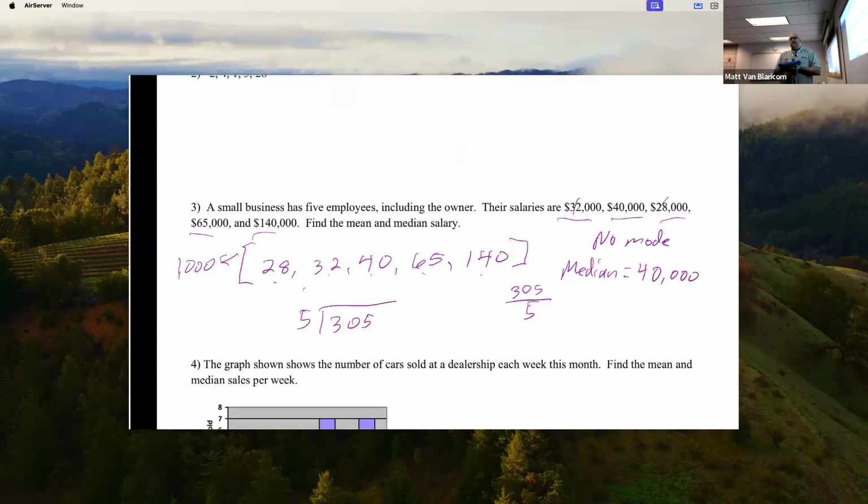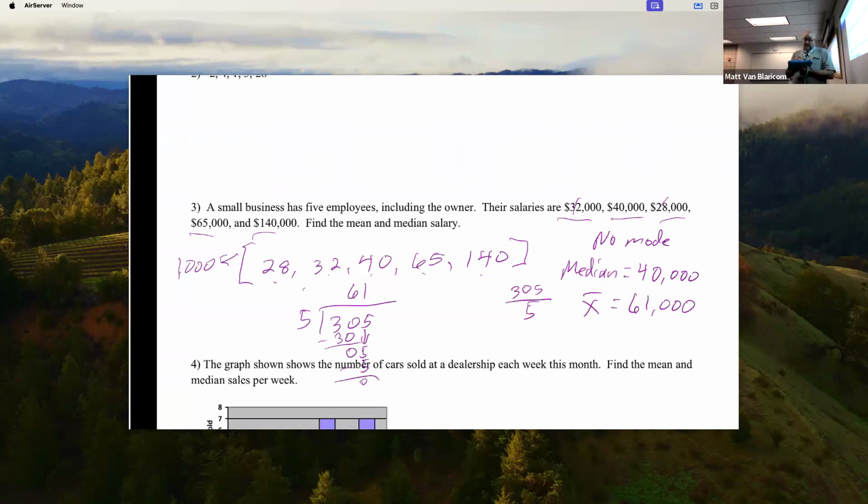5 will go into 3 zero times, 5 will go into 30 six times. 6 times 5 equals 30. Draw the line, change the sign. 0, bring down a 5. 5 will go into 5 one time. 1 times 5 is 5. Draw the line, change the sign, remainder 0. So the X bar is equal to 61,000.